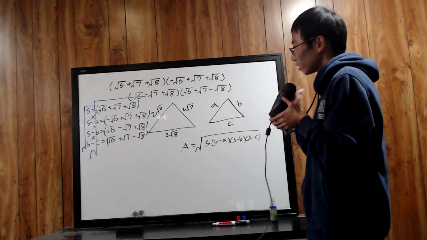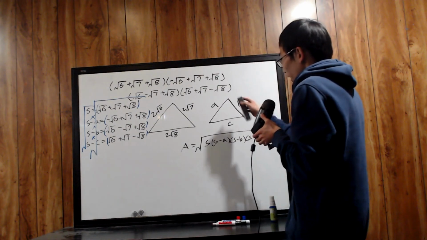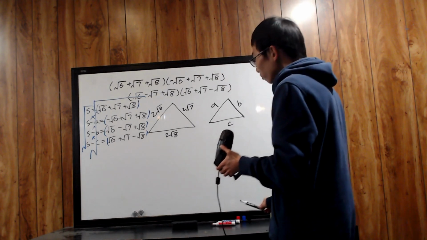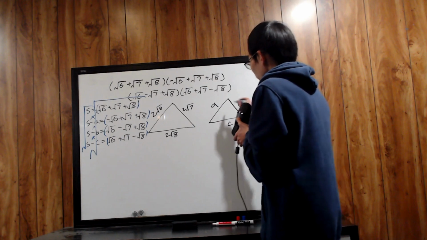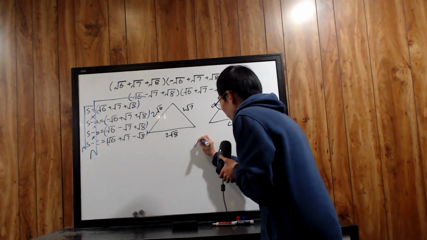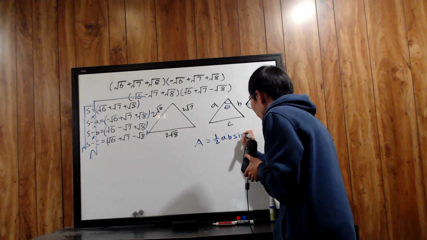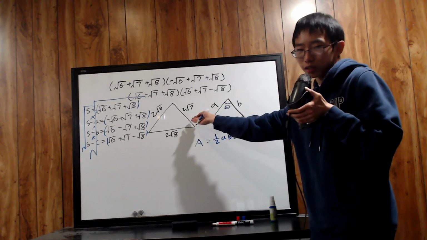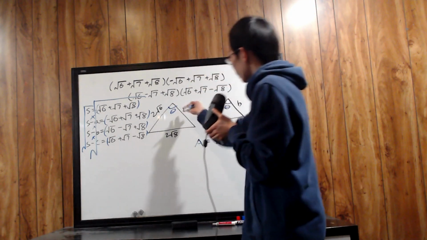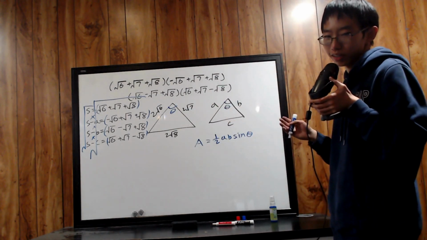We can do it in a less tedious manner. We'll use another formula for that. The area of any triangle can also be written like this. If you know two sides and the angle in between them, then the area is given by capital A equal to 1/2 AB sine of theta. So in this triangle, if we can get the sine of this angle, then we're done. We can get the area of the entire triangle and then square it, and we got our answer.